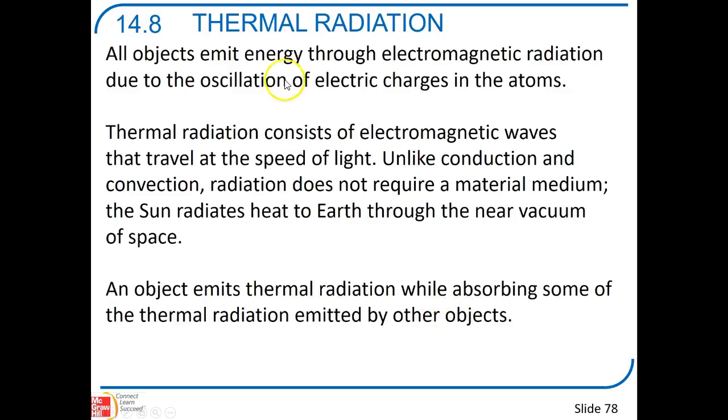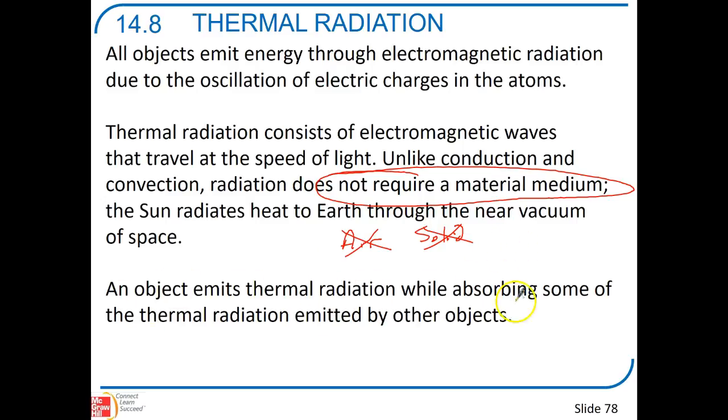The last section here is called thermal radiation. So all objects emit a little bit of energy through electromagnetic radiation just because in your atoms the electrons are kind of vibrating up and down. Thermal radiation consists of these waves. They do move at the speed of light, and unlike conduction and convection, it does not require a material medium. So we don't have to have air, so there's no air currents there, and there's nothing solid that it moves through like a bar, or anything similar to that.